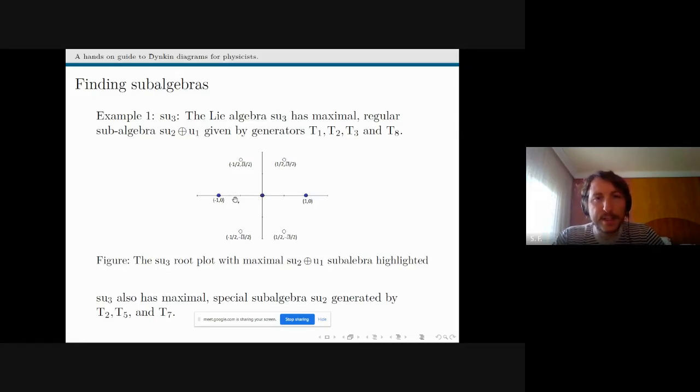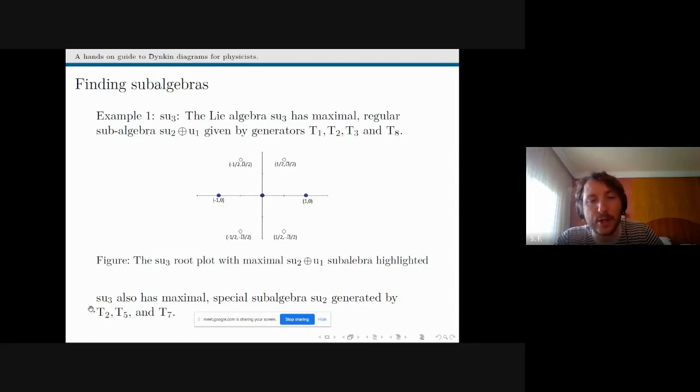Okay, so this is the obvious maximal subalgebra you can find in SU3 just by looking at the plot. Sorry, this is a regular subalgebra. But SU3 also has a special subalgebra, which is SU2, generated, for example, by T2, T5, and T7.